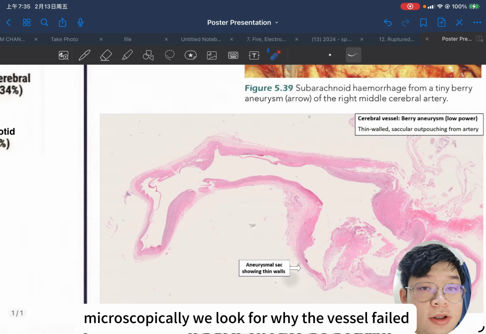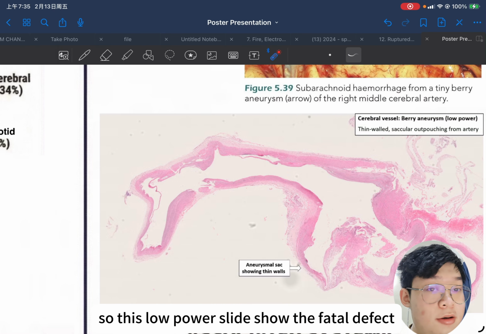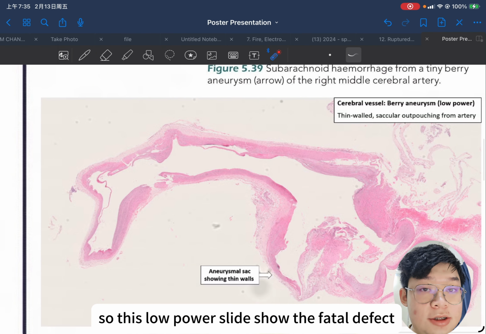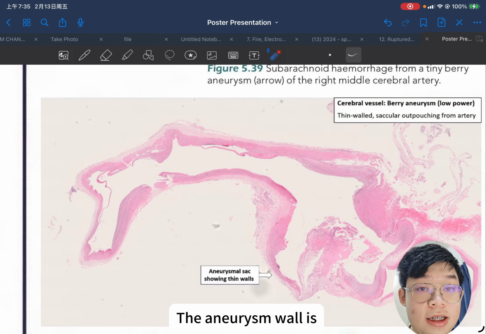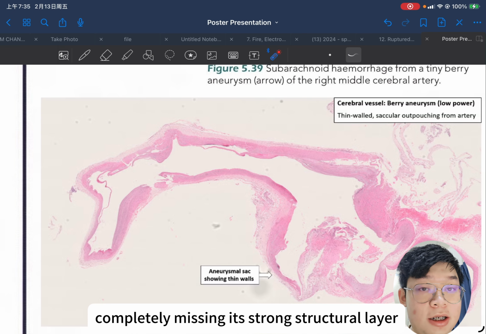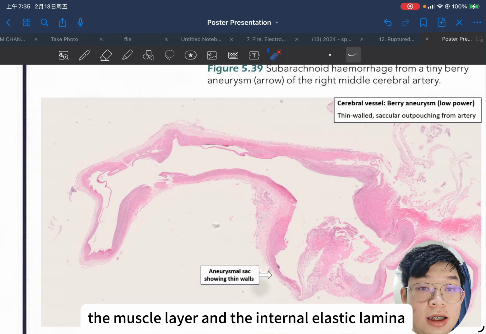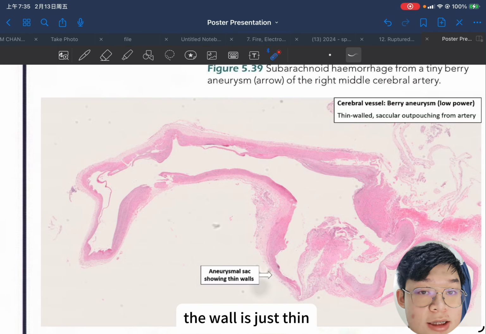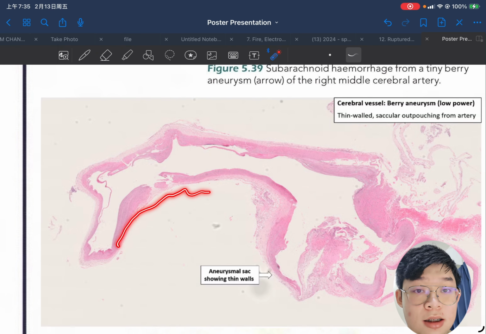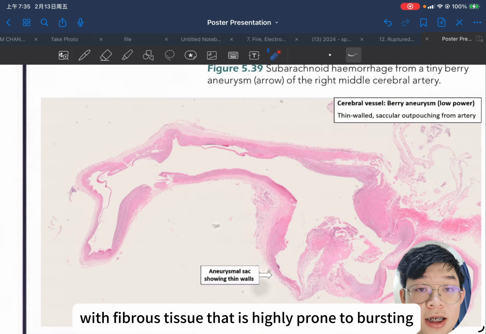Microscopically, we look for why the vessel failed. So this low power slide shows the fatal defect. The aneurysm wall is completely missing its strong structural layer, which is the tunica media, the muscle layer, and the internal elastic lamina. So the wall is just thin with fibrous tissue that is highly prone to bursting.